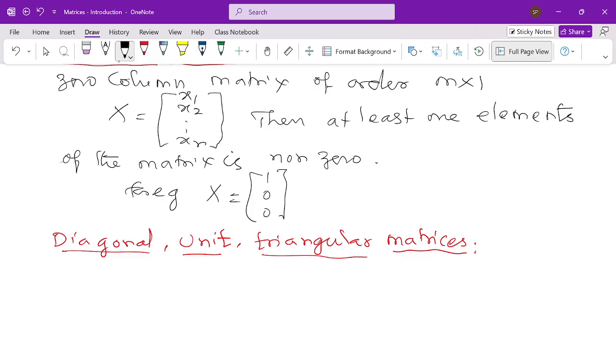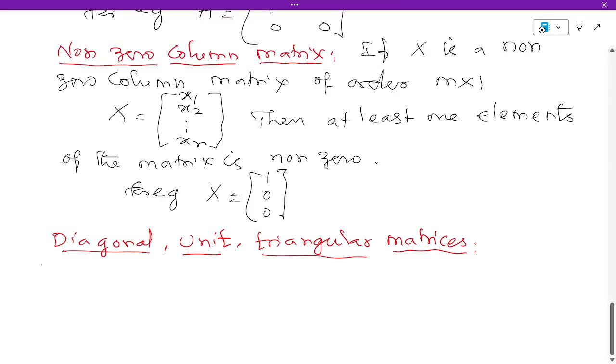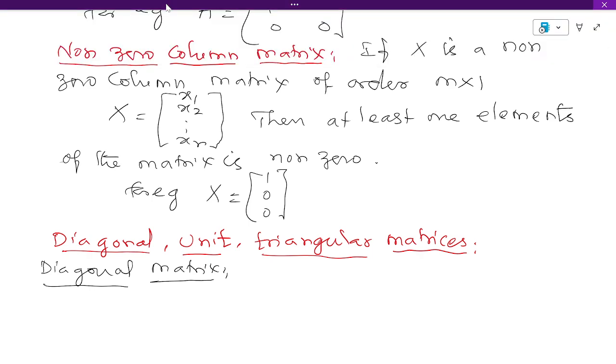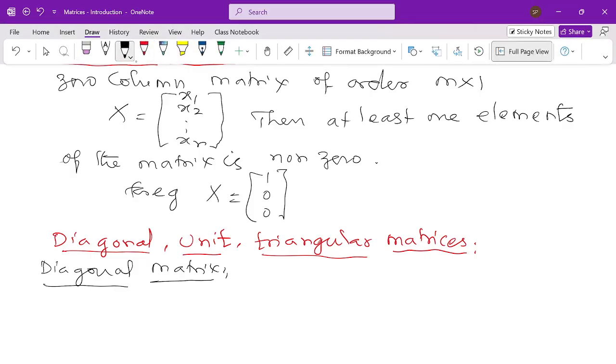Diagonal elements means, first one, diagonal matrix. A diagonal matrix is, if a square matrix. See, for the diagonal matrix, it should be a square matrix. It should not be a rectangular matrix. So I start with the square matrix. Already you know what is meant by square matrix. A square matrix has an equal number of rows and columns.